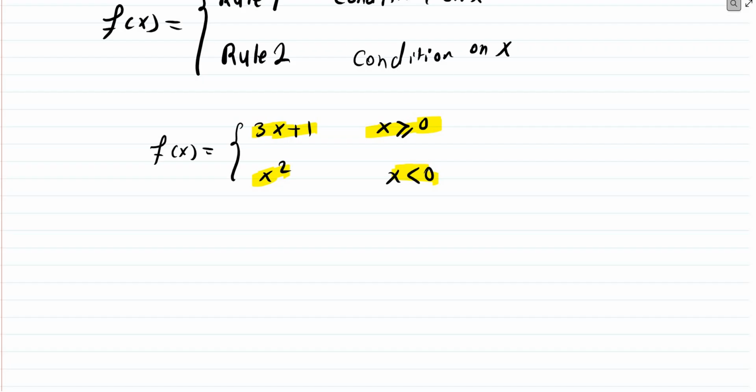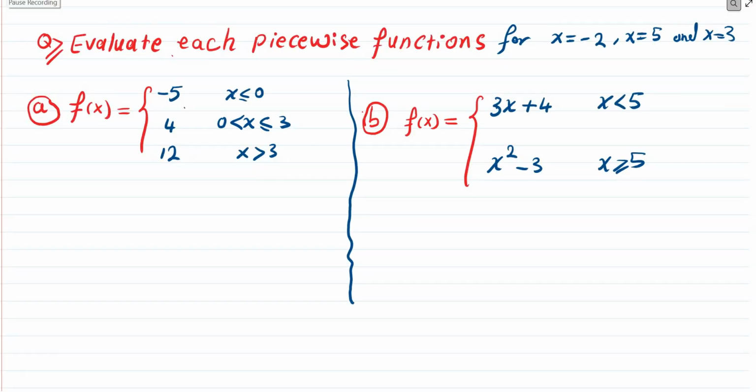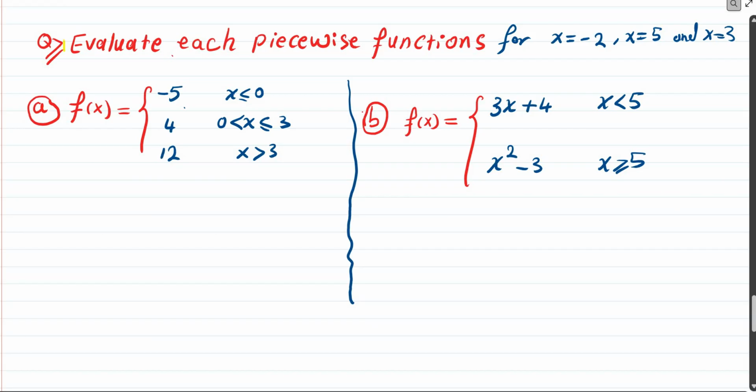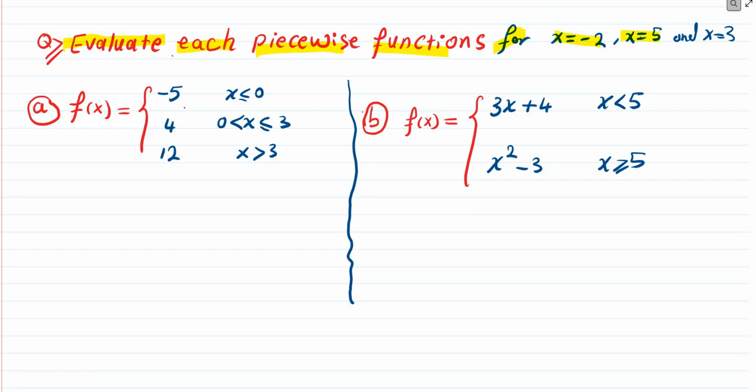So right now I'm going to teach you how to evaluate piecewise functions. Okay, dear students, as you can see, here are two examples for you. The question says to evaluate each piecewise function for x equals negative 2, x equals 5, and x equals 3. These are just random numbers; you can pick any other numbers to evaluate as long as they are in the domain. So we picked these three numbers as an example, and let's get started and solve the question.